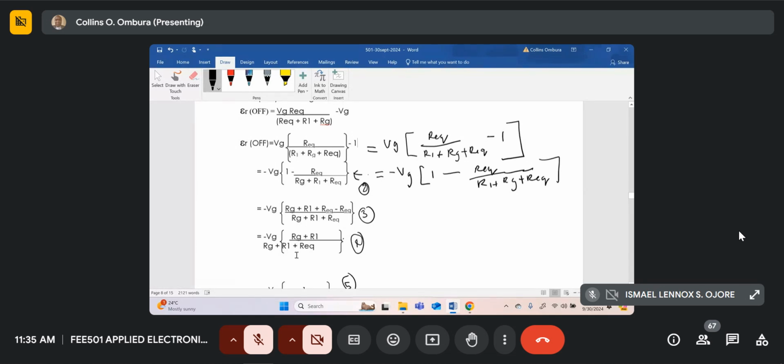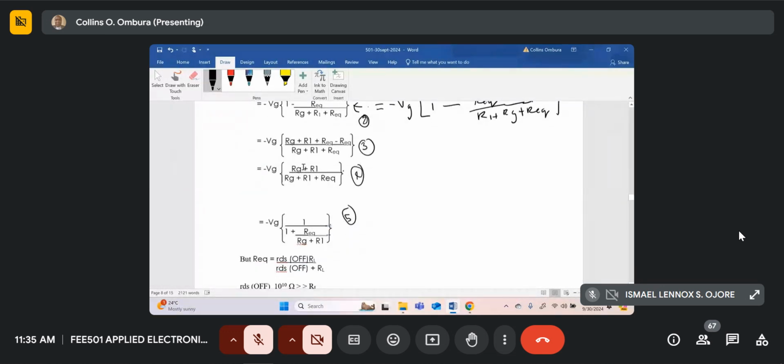Even here, things have moved again. It should be like that. So this is how we get 4. And then we divide numerator and denominator by RG plus R1. So you get 1, all divided by 1 plus R equivalent divided by RG plus R1.